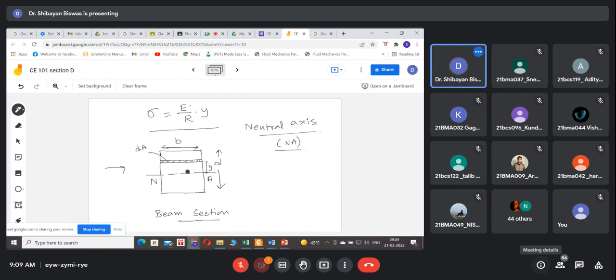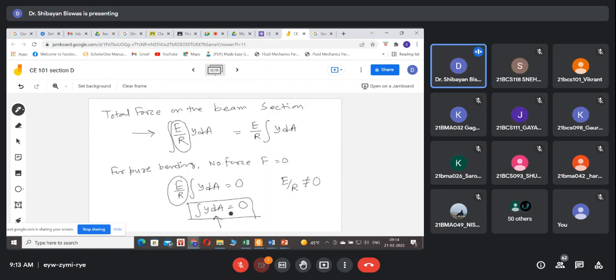Is this the first moment of area? Why do we do the centroidal calculation? Then we do this sort of expression, right? Integration of Y dA. So this is basically the moment of area about an axis.